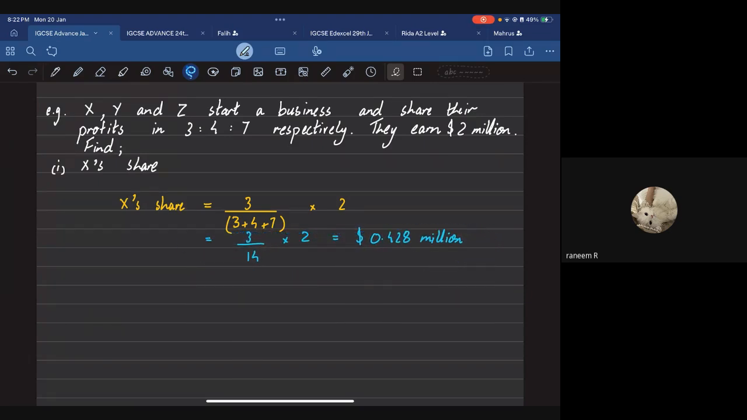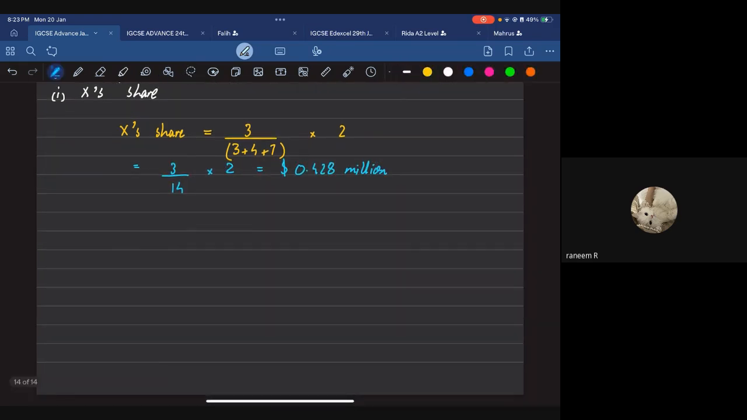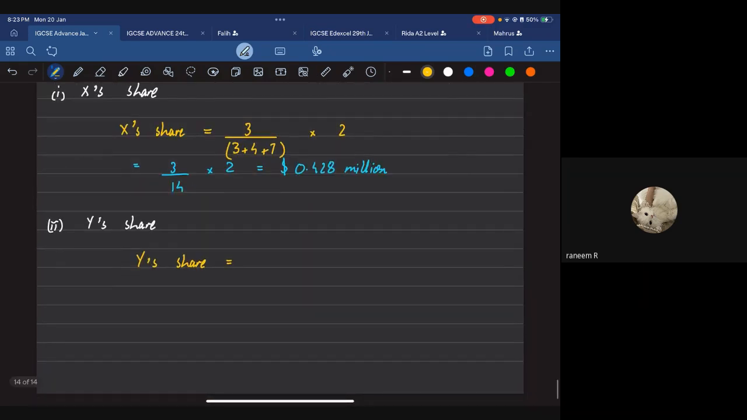Keeping this in mind, now what we're going to do is find out the share for, let's say, y. If I'm trying to find out y's share, I'm going to utilize the same ideology that I did for x. So y's share is equal to 4 over 3 plus 4 plus 7, which is 14, times 2.